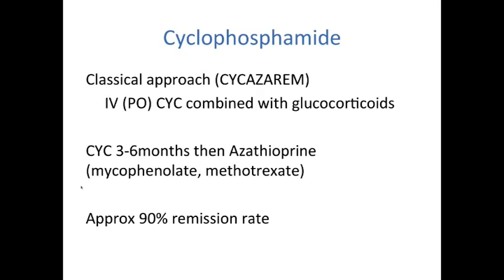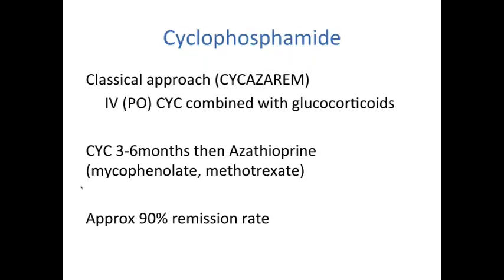What's the rationale behind that? Well, cyclophosphamide has been a classical drug, and the classical approach has been based on the Cyclophosphamide trial, which was published a good 10 years ago now, and was looking at the role and duration of cyclophosphamide treatment in patients with new onset ANCA vasculitis. The classical approach, therefore, is intravenous or on occasions oral cyclophosphamide combined with glucocorticoids for 3 to 6 months, and then azathioprine, although other maintenance agents such as mycophenolate, methotrexate, and leflunomide have been considered and used. And this approach results in approximately a 90% remission rate.